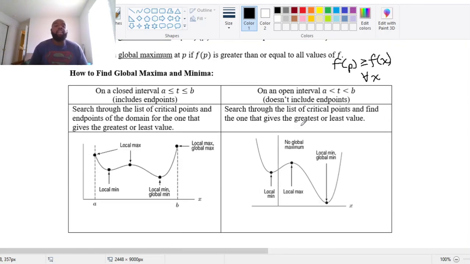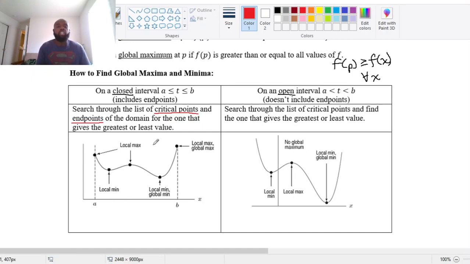When we try to find out what our global max and minima are, or if we have any, we have to pay attention to whether we have endpoints where our function is defined. We can have either a closed interval, which is in this case here, or an open interval. When we have a closed interval, that means we have endpoints, and we include those endpoints. Our global max and mins are going to come from either a critical point, which is where your derivative equals zero or is undefined, or an endpoint of that closed interval.